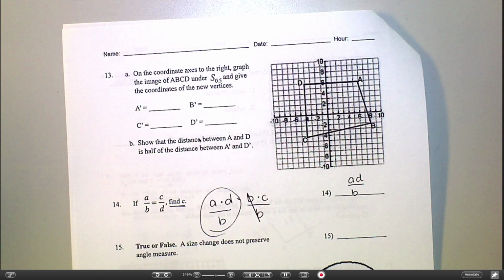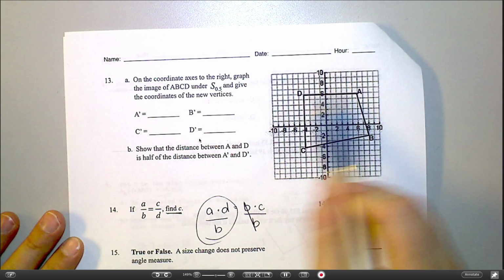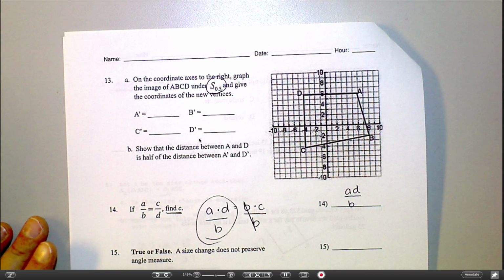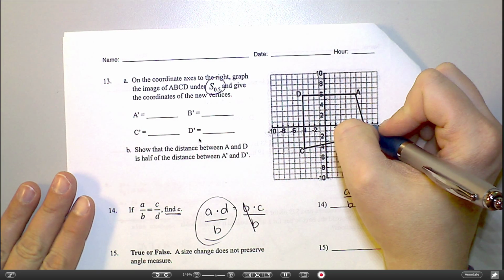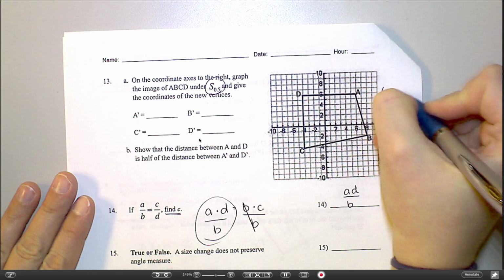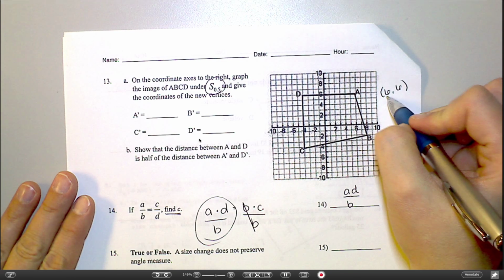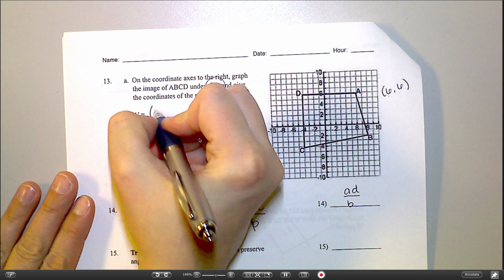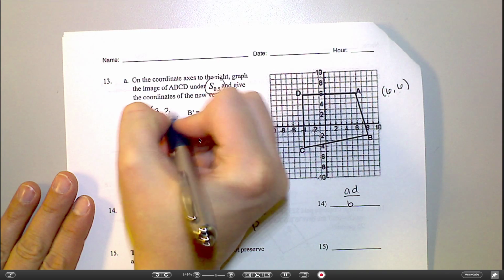13? Okay. So I've got all these coordinates here, and then I want to do a size change of 0.5. What does that mean I'm going to do? Make it smaller. What am I going to actually do to my coordinates? Multiply by 0.5. So, like A is at 6, comma 6. I'm going to take each one of those and multiply by 0.5, which is going to give me 3, comma 3.